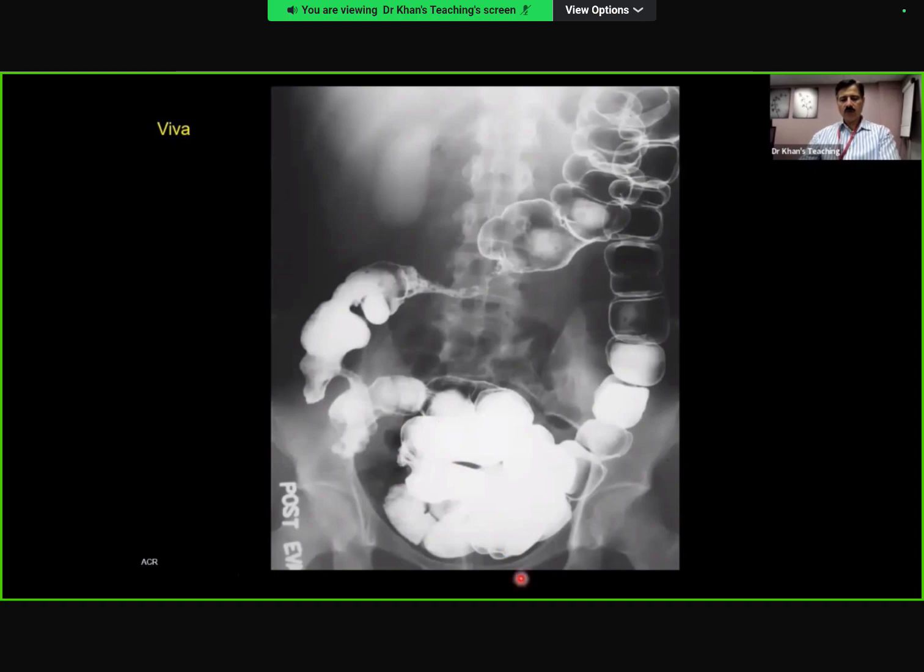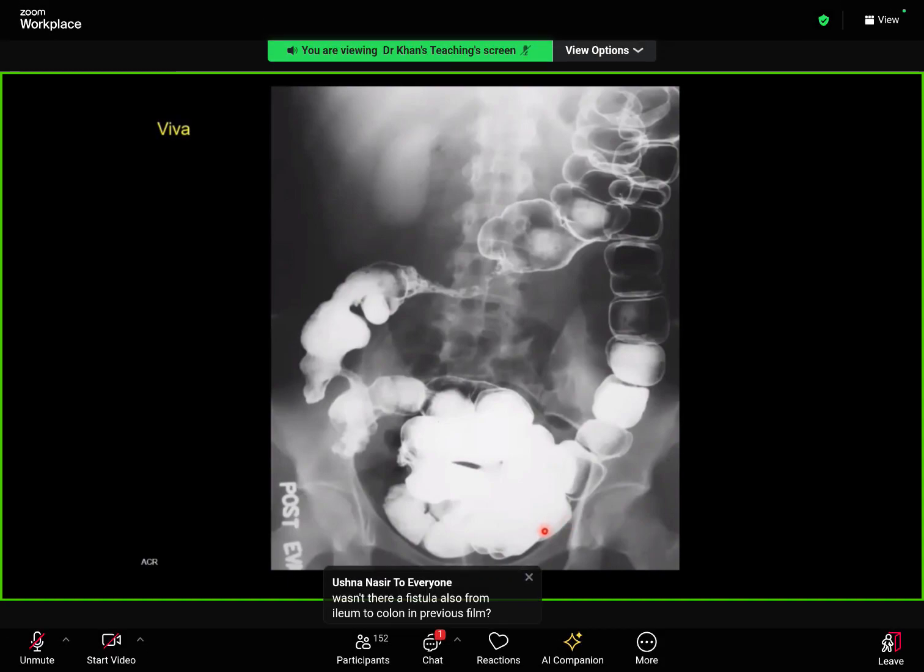Okay, over to you. Again, this is a spot film of double contrast barium enema, which is demonstrating stricture in the mid transverse colon, also in the probably hepatic flexure. There's also suggestion of some abscess ulceration in the distal transverse colon. What's your conclusion? So conclusion is the findings are quite in keeping with Crohn's disease.